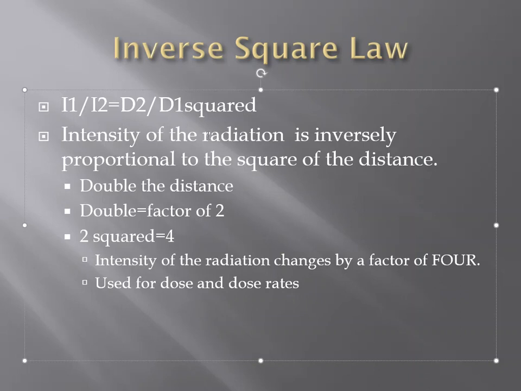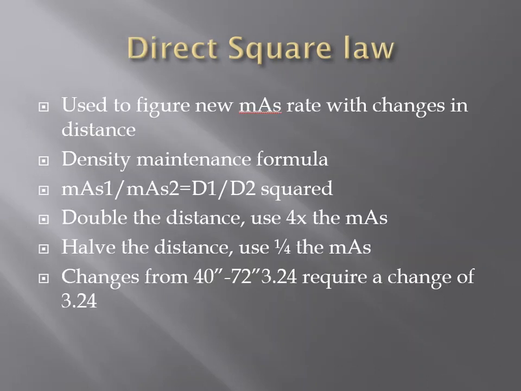So the intensity of radiation is inversely proportional to the square of the distance. Double the distance, then we've got a factor of 4 change. Same thing happens with direct square law, only in exactly the opposite direction. So mass 1 over mass 2 is equal to d1 over d2.